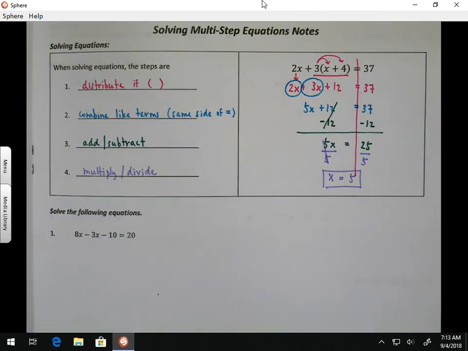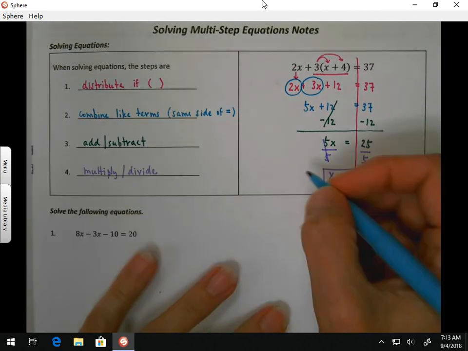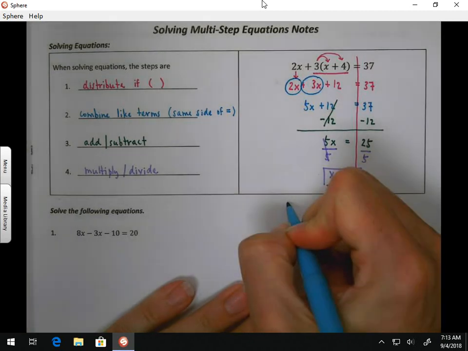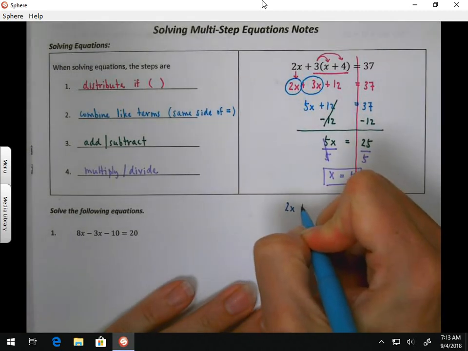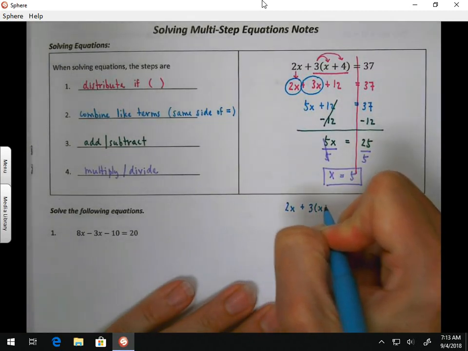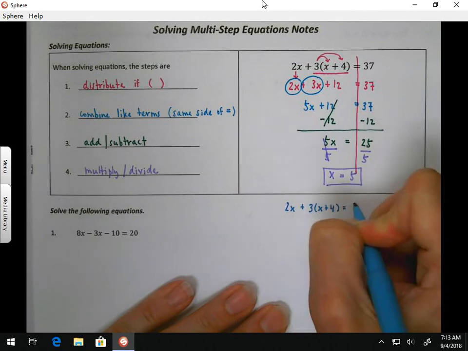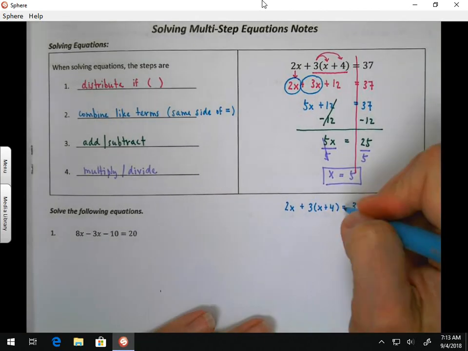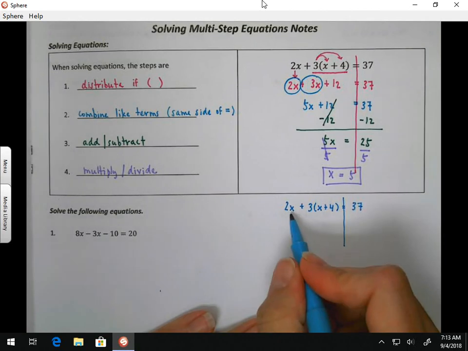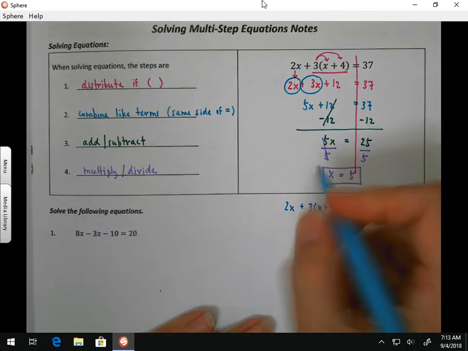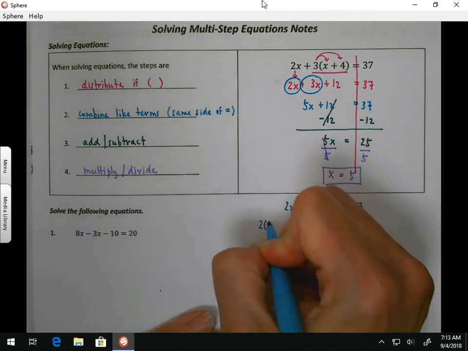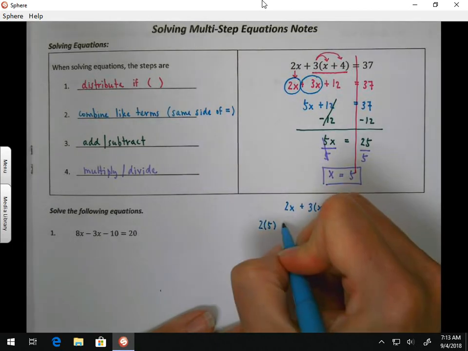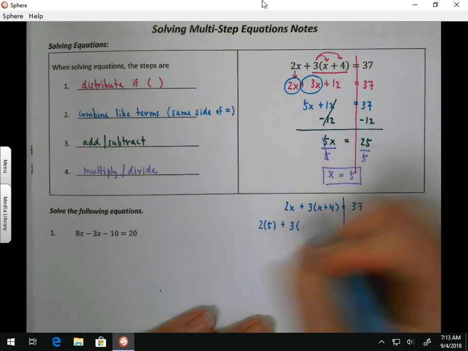Now, I feel pretty good about my answer, but again, I always like to go back and check that my work is correct. So I'm just going to show my check step down here. To check it, I copy my original equation. And now, every time I see x, I'm going to substitute 5. So here I have 2 times 5 plus 3 times the quantity, and again, instead of x, I'm going to plug in 5.